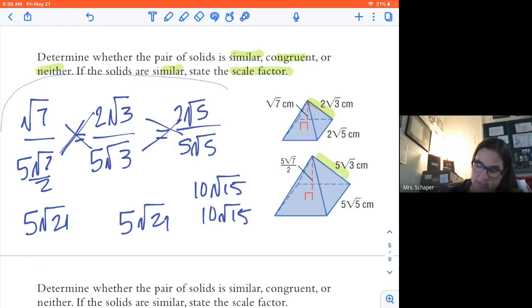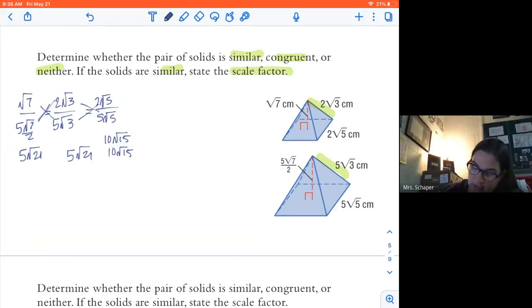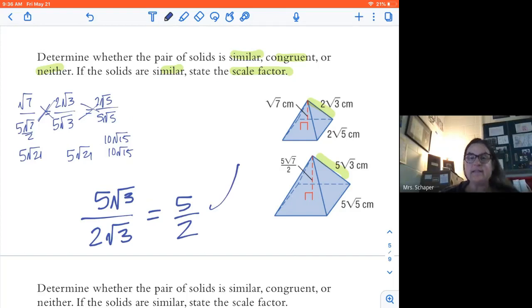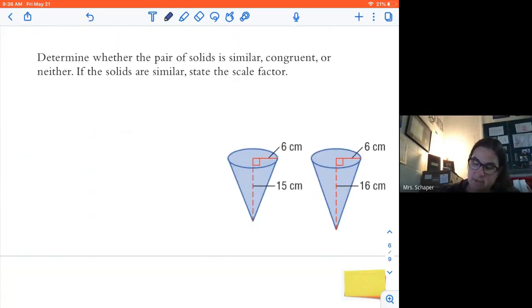Now we need to state the scale factor. What do we multiply the measurements in the first one by to get the second one? 5 square roots of 3 divided by 2 square roots of 3 gives me 5 halves. That's going to be our scale factor. We take this measurement times 5 halves to get the next figure.